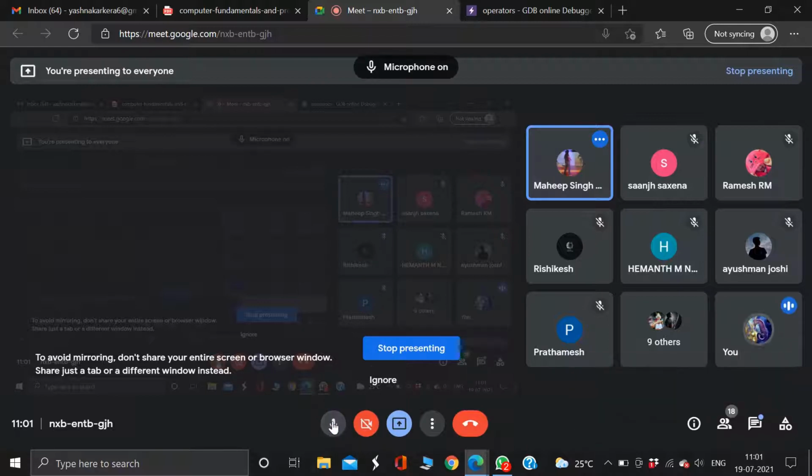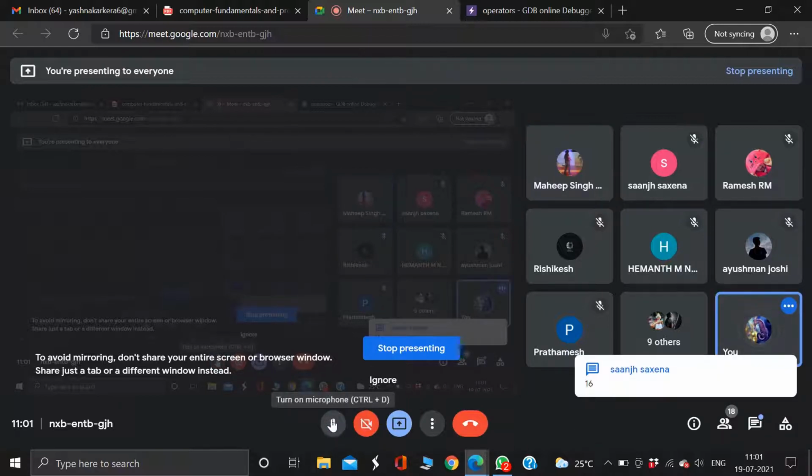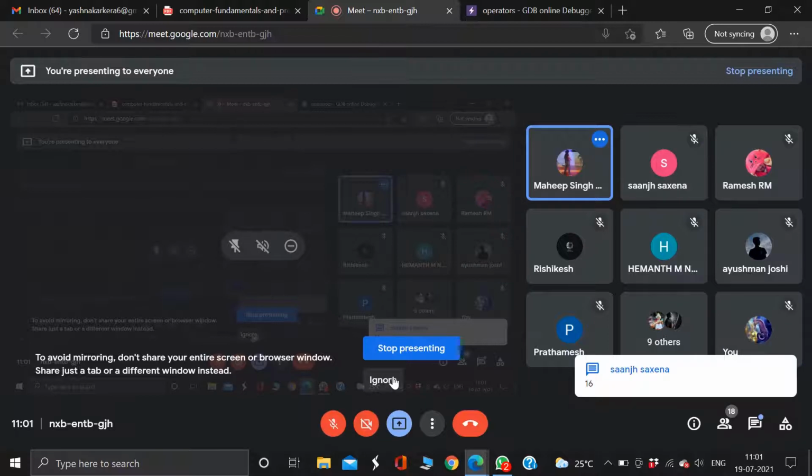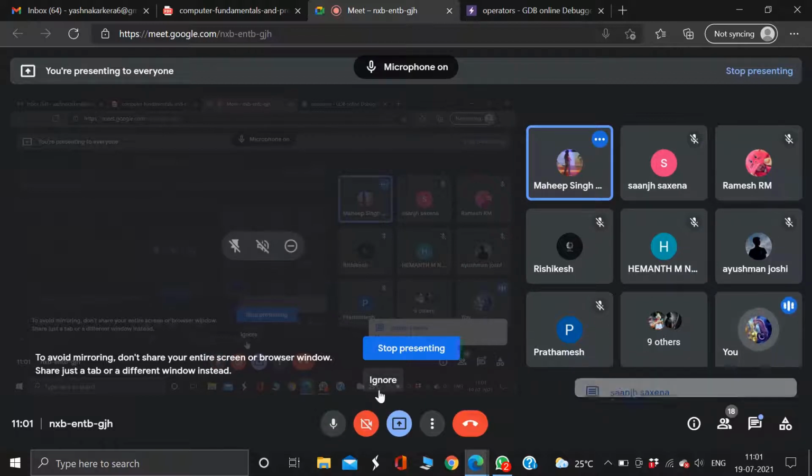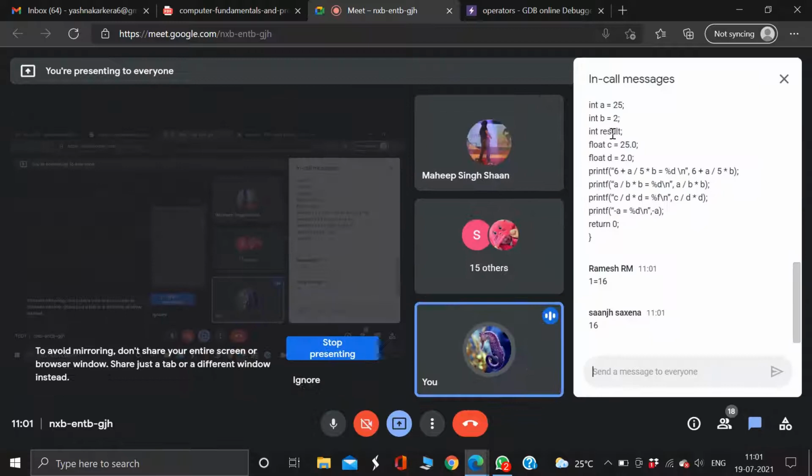Keep posting your answers, I'll check. I need the whole output because it has 4 printf statements. I need the whole output, one after the other. So calculate everything together and send it to me all at once.